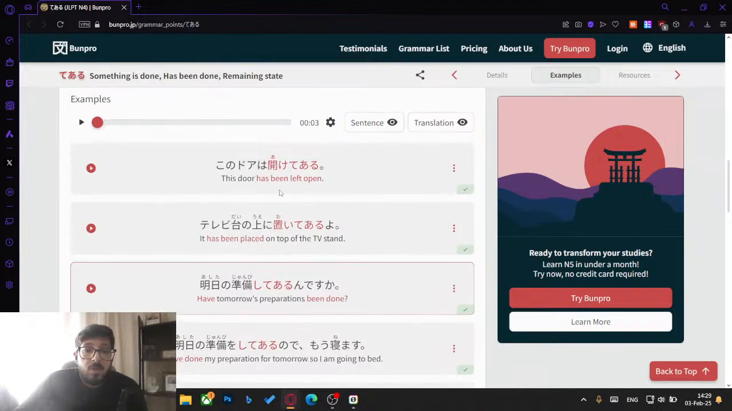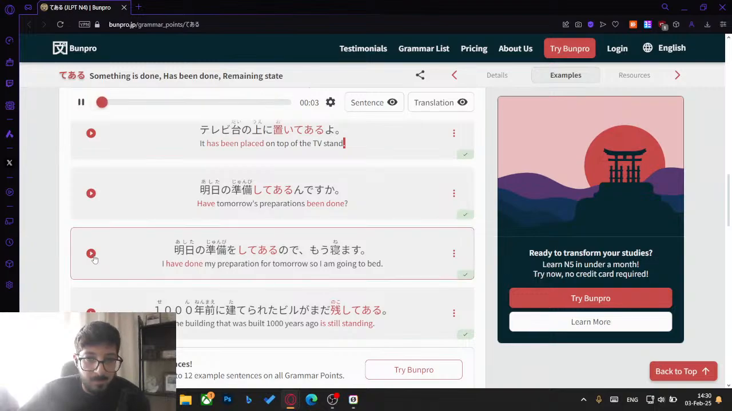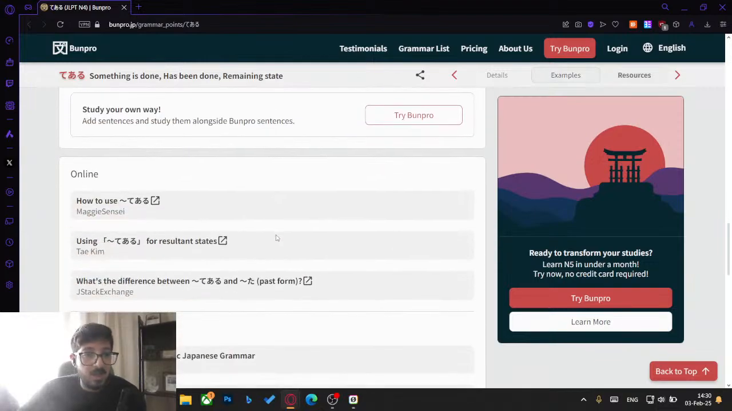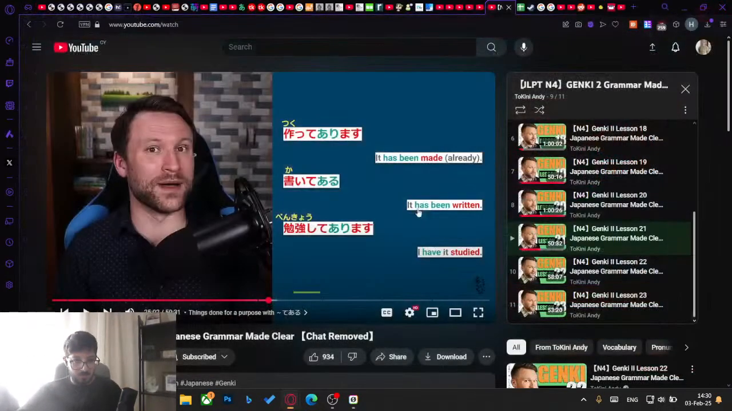So, there is no need to write by. By who, we don't know. Just a state, just describing a state. No one is doing anything, there is no actor. 明日の準備をしてあるのでもう寝ます。It just describes a state of something. Okay, I think I can understand.